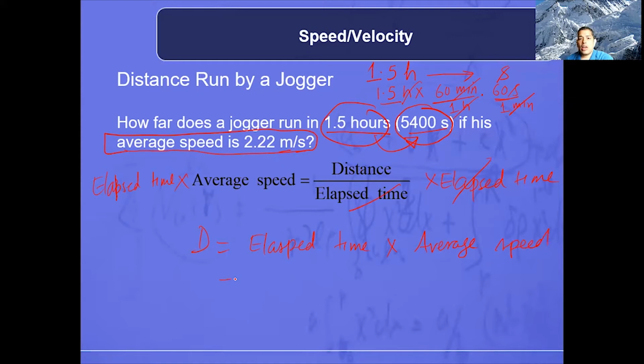So then elapsed time is how much? 5400 seconds. And your average speed is 2.22 meters per second. I did not write the unit here because I know the unit of distance is meters. If you do that, you will end up getting 12,000 meters. Even if you keep writing the units, meters per second times seconds, you end up getting meters. As long as you know the final unit of the distance, you don't have to keep writing the unit. If you want, you can, but I'm not doing that. I just do the numbers and write the number with the unit at the end because I know the unit of D is meters.